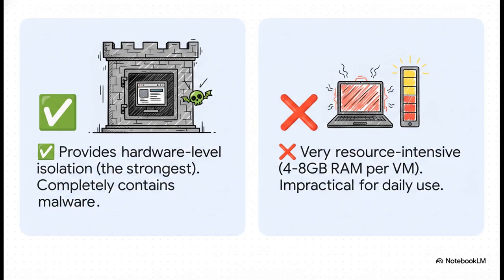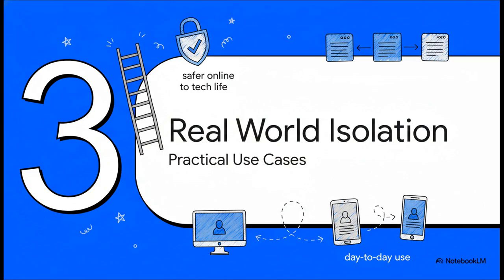It's an absolute monster on your system's resources. It'll slow most computers to a crawl, which makes it totally impractical for just checking your email. It's really for the super high-level, sensitive stuff. So we've climbed this whole privacy ladder, right? From the simple stuff to the really advanced tech. But that's all theory. What does this actually look like in the real world? How can you actually use isolation in your day-to-day life to be safer online?